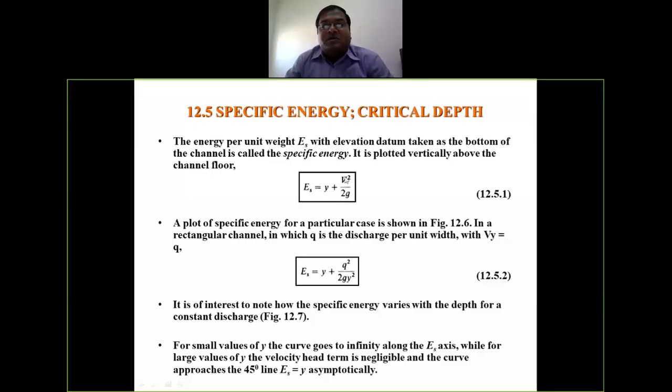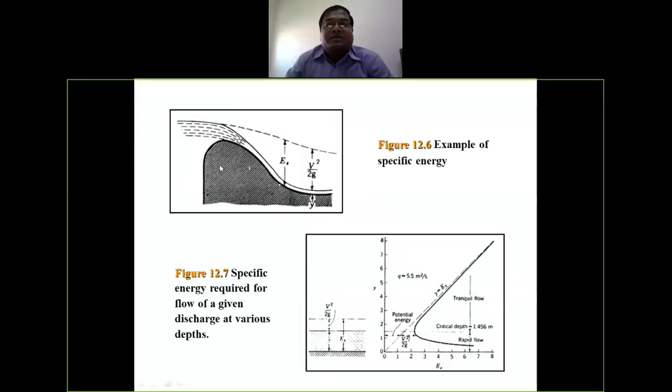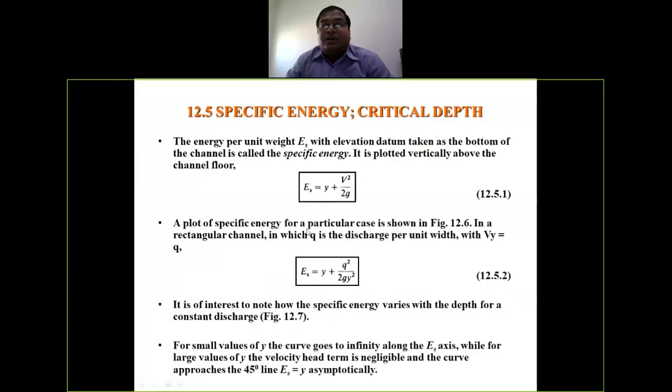A plot of specific energy for a particular case is shown in figure 12.6. I will show you the figure. You can see this is the example of specific energy. This is your specific energy, this is your V square by 2g, and this is your depth. A plot of specific energy for a particular case is shown in a rectangular channel in which q is the discharge per unit width. So you can write Es is equal to y plus q square upon 2g y square.